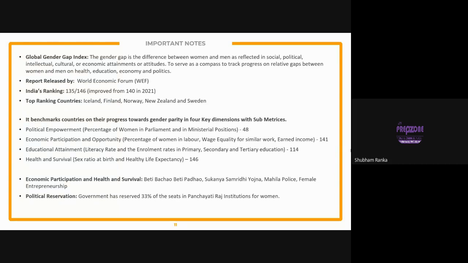Education attainment, again, literacy rate and enrollment rates. Again, since we have quotas for women in schools and colleges, and we have a lot of, say, initiatives such as Beti Bachao, Beti Padhao, that is why we have decent ranking, that is 114. Again, not very high, but a lot of things have been done, so ranking बेहतर है. And last would be health and survival. That is the sex ratio at birth and healthy life expectancy.